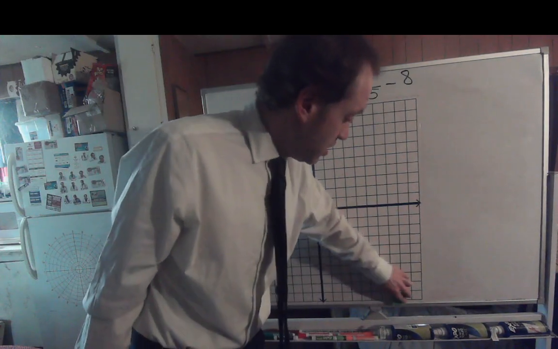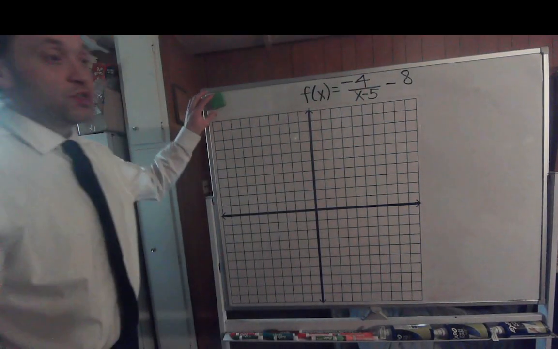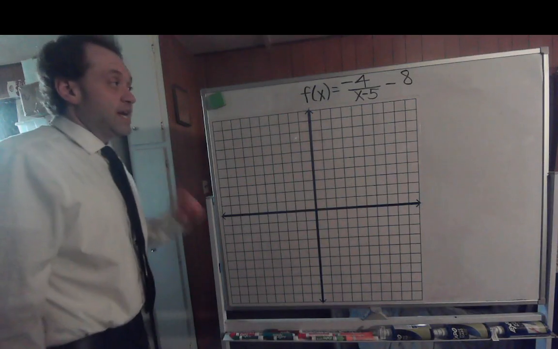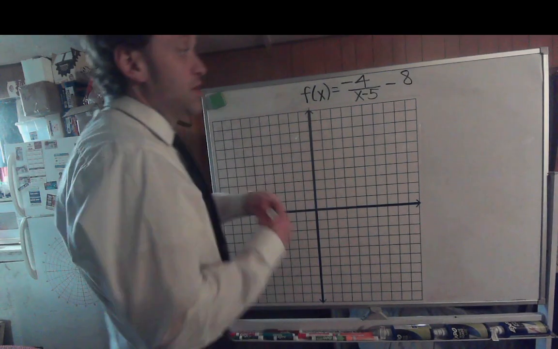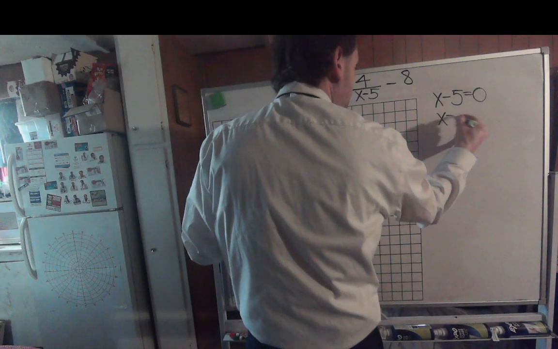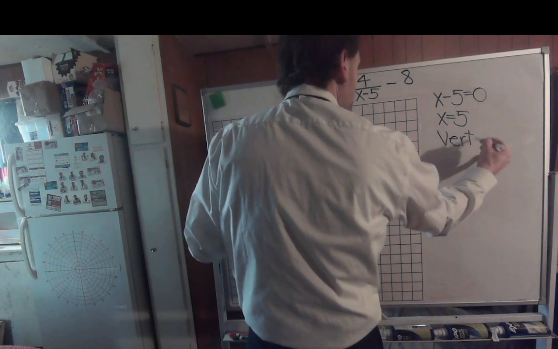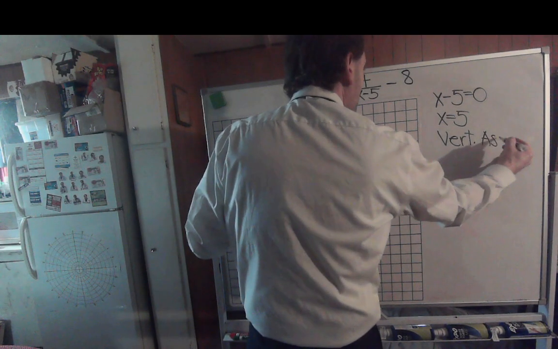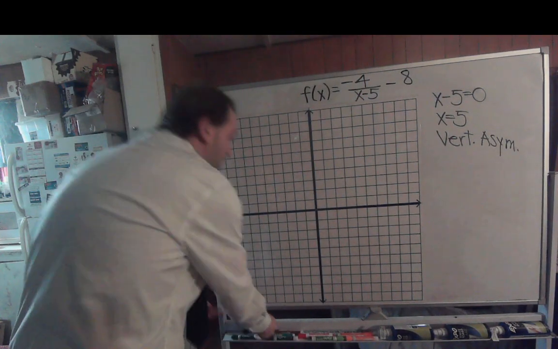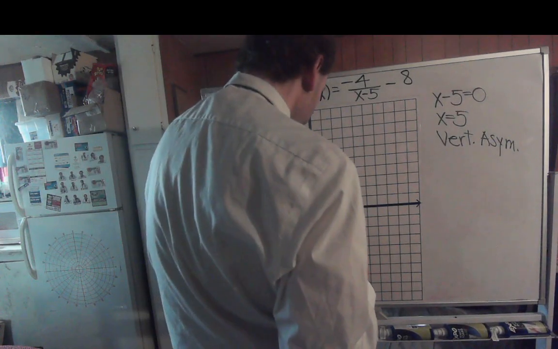So, what does this mean for our asymptotes? Well, the x minus 5, you set that equal to 0. What are you going to get for x? Of course, you'll get x equals 5. That would be your vertical asymptote. So let's go ahead and plot our vertical asymptote here in red marker. So 1, 2, 3, 4, 5 right there.